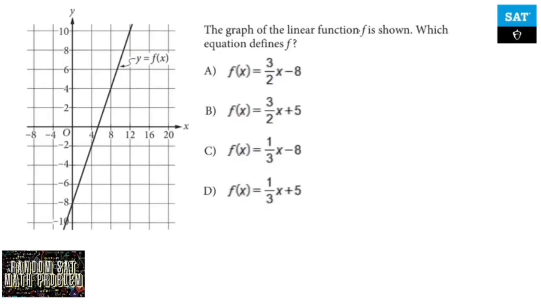The graph of the linear function f is shown. Which equation defines f? All right, so f of x equals mx plus b, usually given to us as y equals mx plus b, but we're high schoolers now. All right, m stands for the slope.